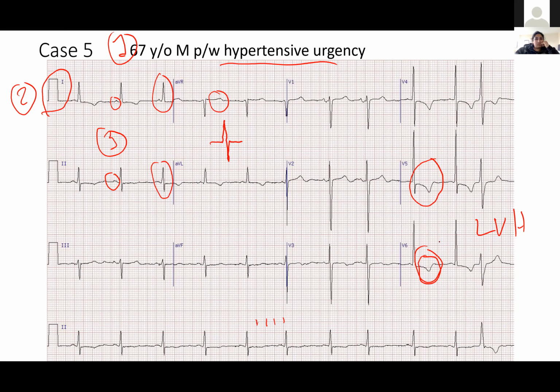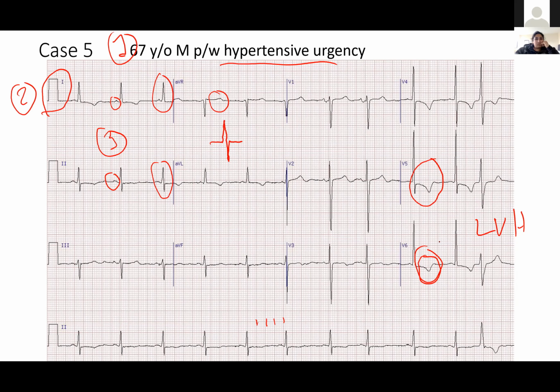No, in this case, no, because what I see is that the T wave is very symmetric. Actually, it's asymmetric. So if it's symmetric, it will be like ischemia. Yeah, I agree with you.